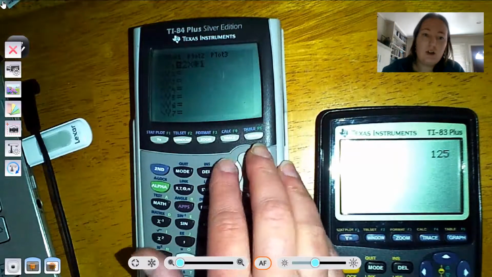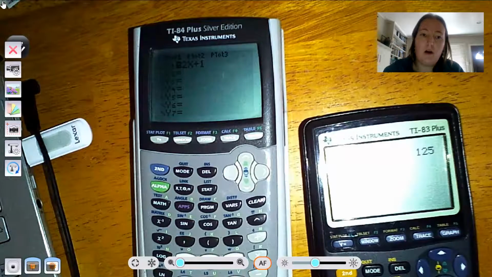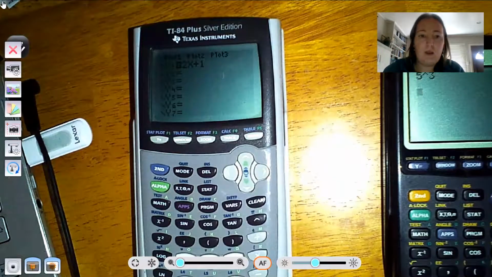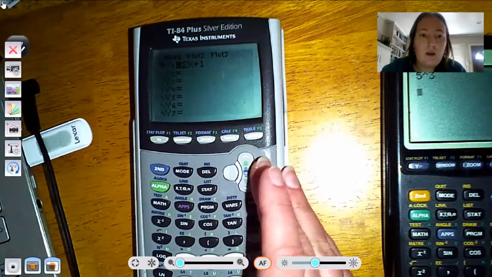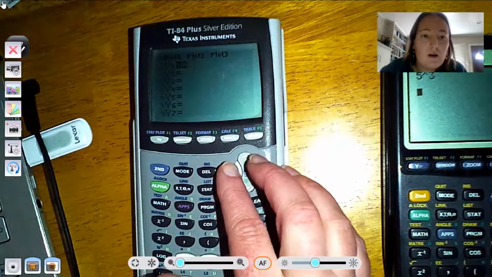You can actually turn off graphs if you have many of them and you only want one at a time. You can turn them on and off by hitting the enter over the equal sign. Oops, I did the shading, which is for inequalities. It was too far over.